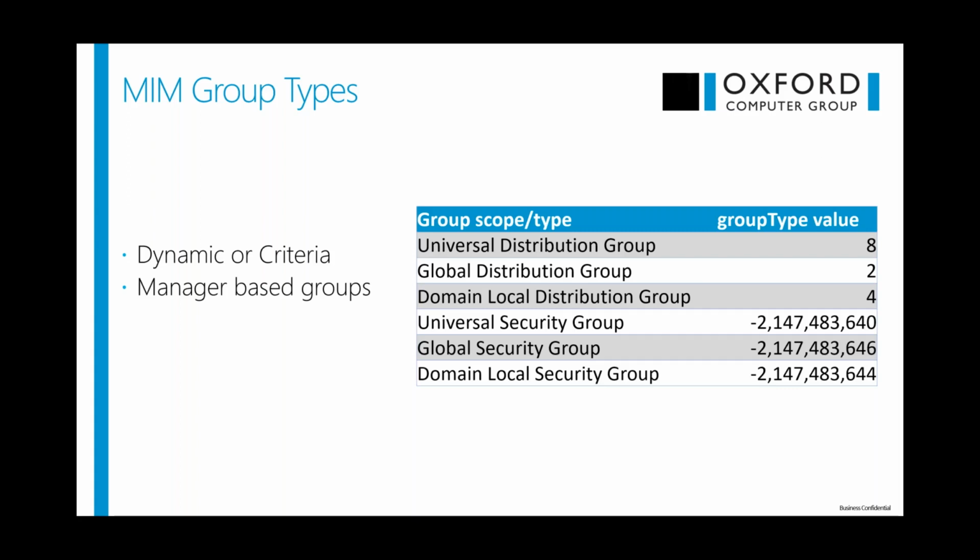And some of those features in the MIM group types, we know we could do dynamic groups. We have manual type groups. And then there's another, newer type, manager-based groups, where additions would be based upon the manager. So anybody that's underneath that manager would be added to that security group. So those are just the basic groups that you can manage inside of MIM.